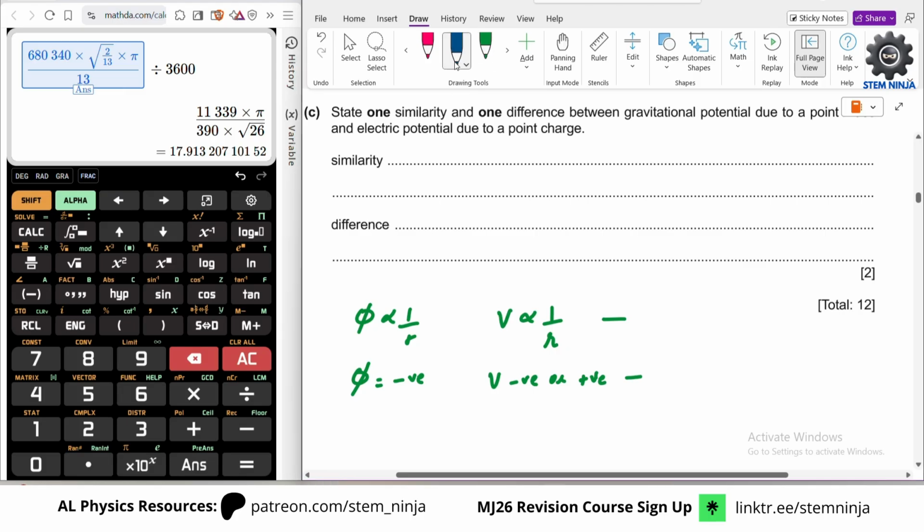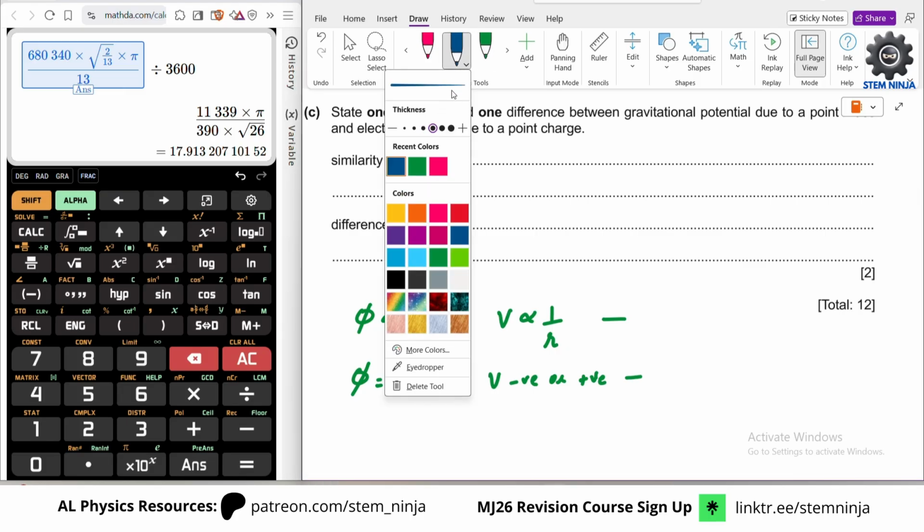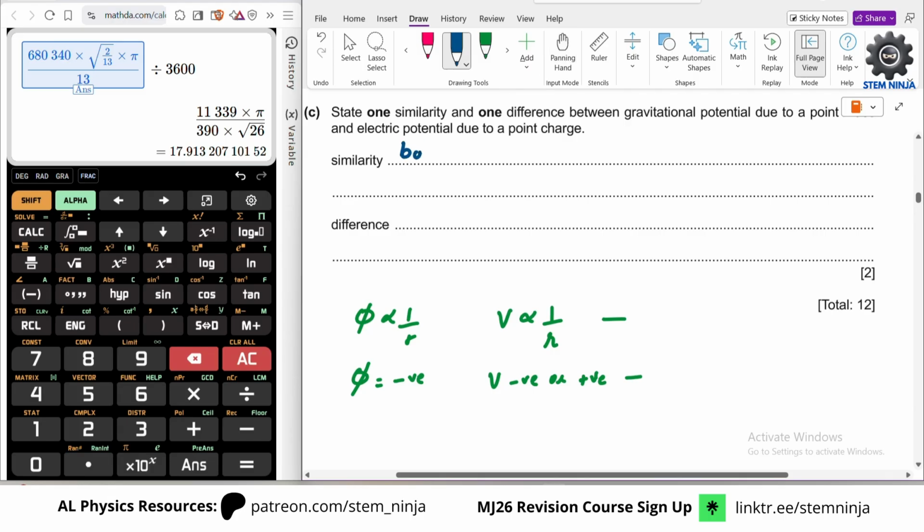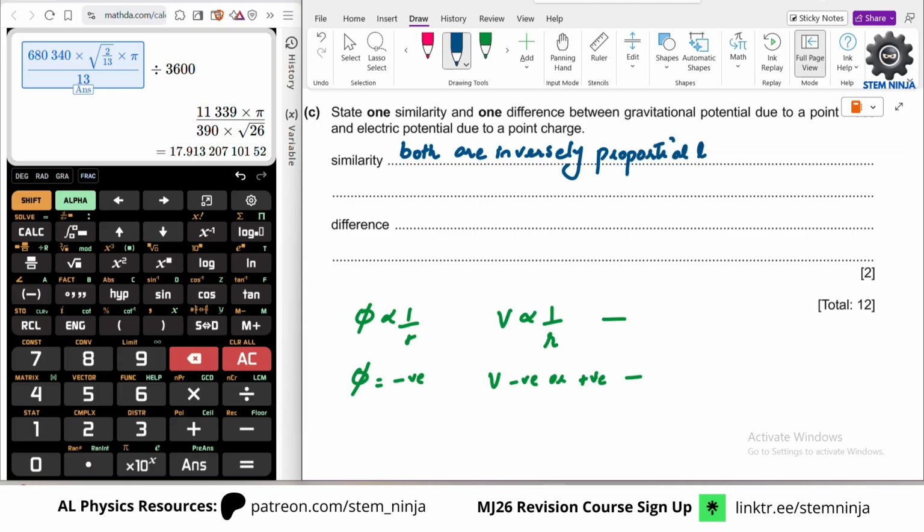So we can say both are inversely proportional to the square of distance from the center of the point, either it's a point mass or a point charge, so let's call it a point source.